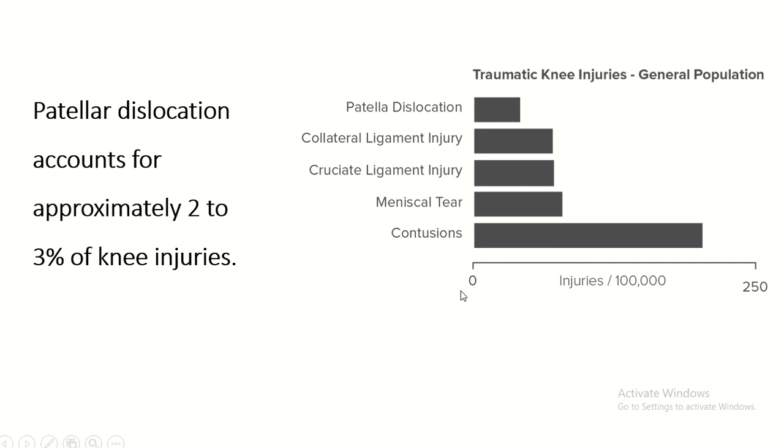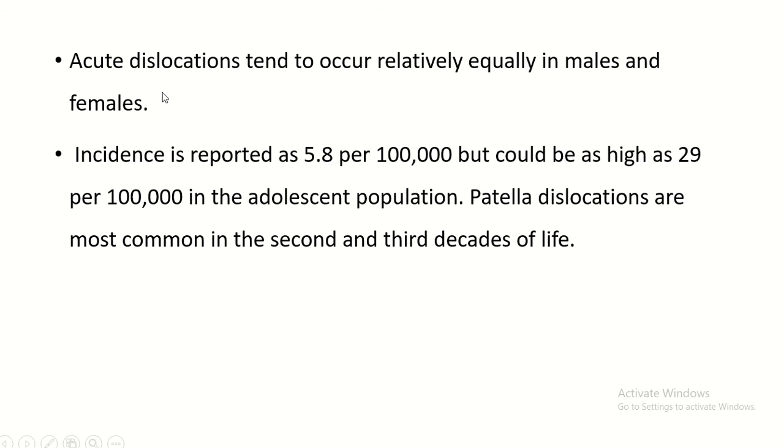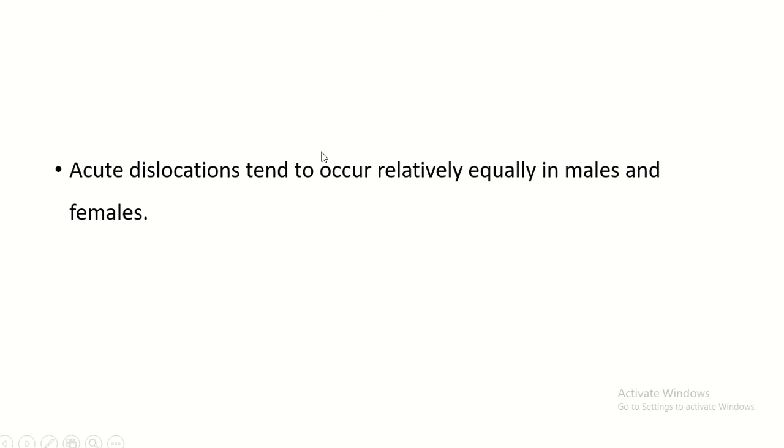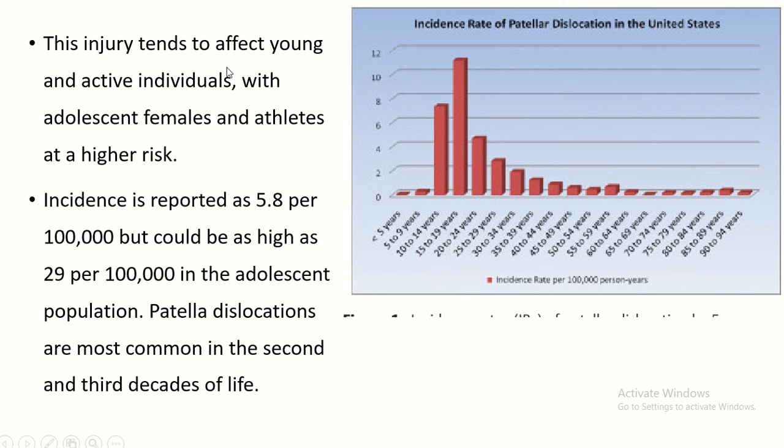Patellar dislocation accounts for approximately 2 to 3% of knee injuries, and acute dislocation tends to occur relatively equally in males and females. The injury tends to affect young and active individuals, with adolescent females and athletes at higher risk. You see, the active years are related to patellar dislocation. Patellar dislocation occurs most commonly in the second and third decade of life.